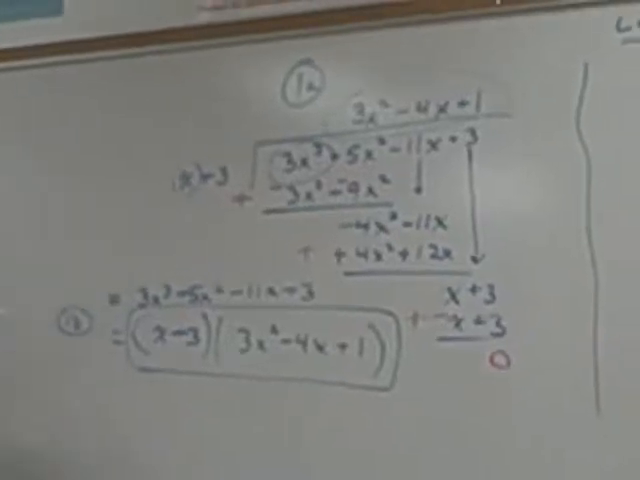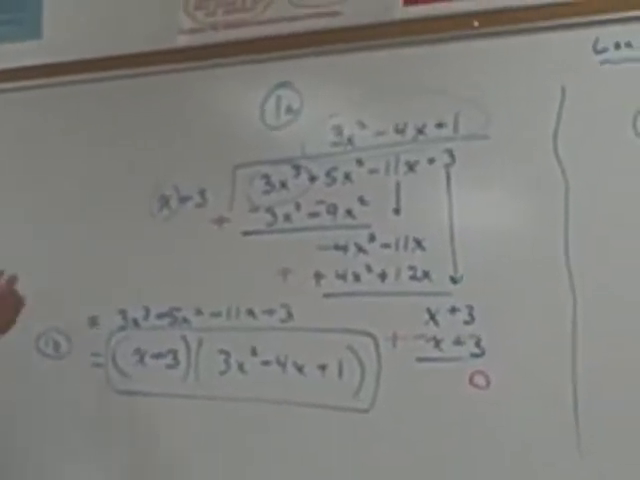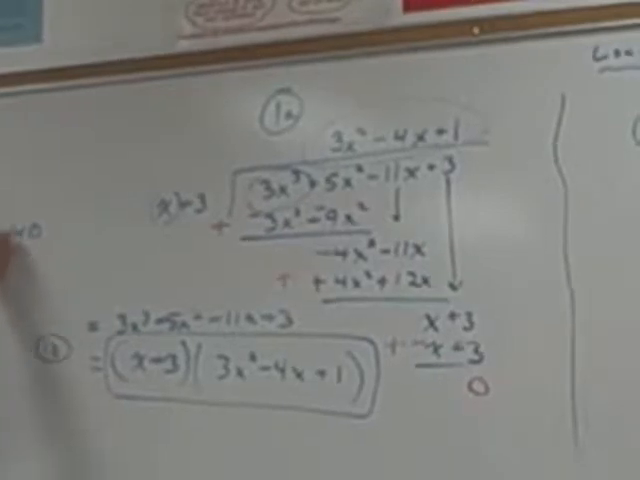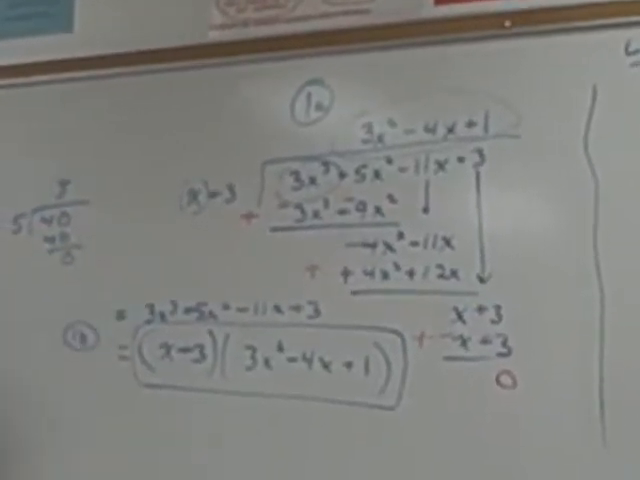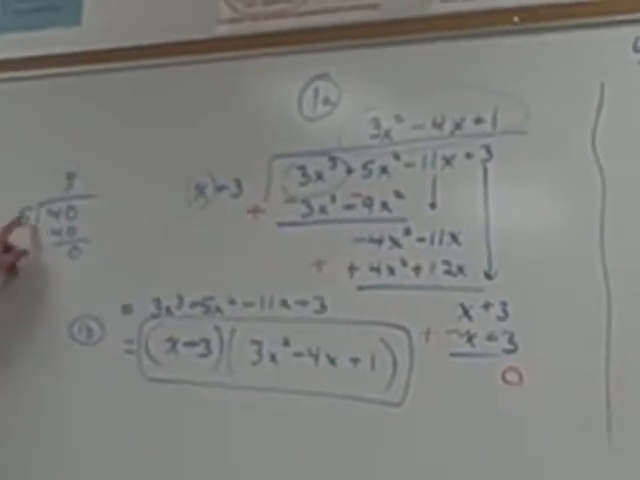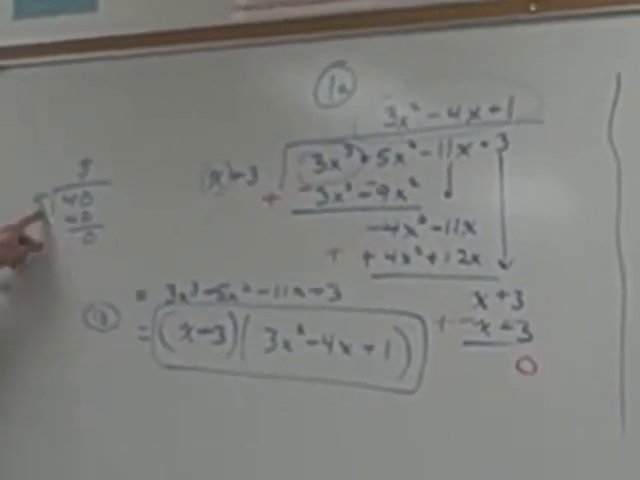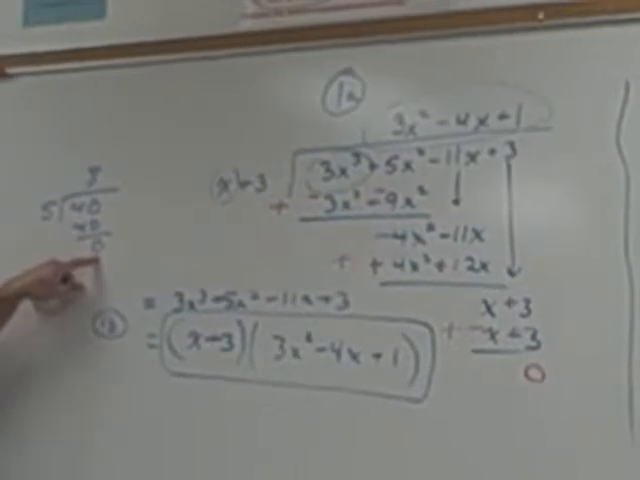1B on the factoring worksheet now. On 1A, we talked about that if you do a division and you get a remainder of 0, that tells you that what you're dividing by and your answer are factors of 40. 5 and 8 are factors of 40 because we got a remainder of 0.